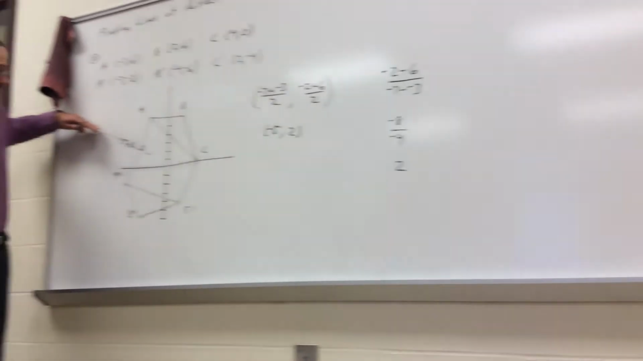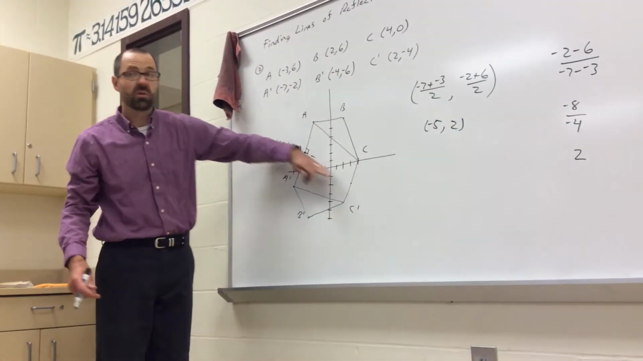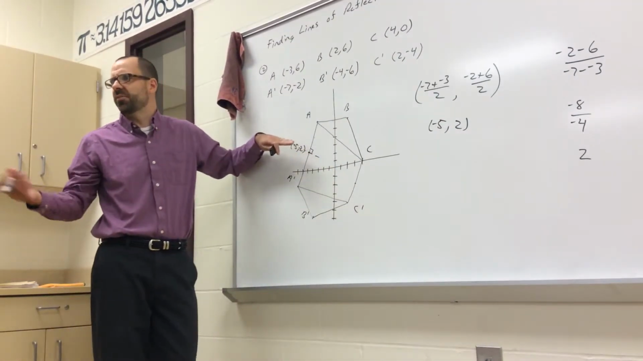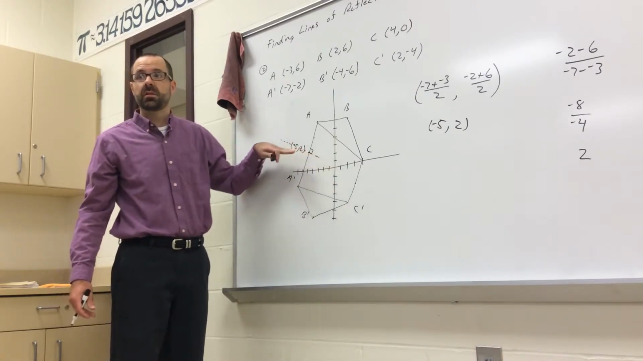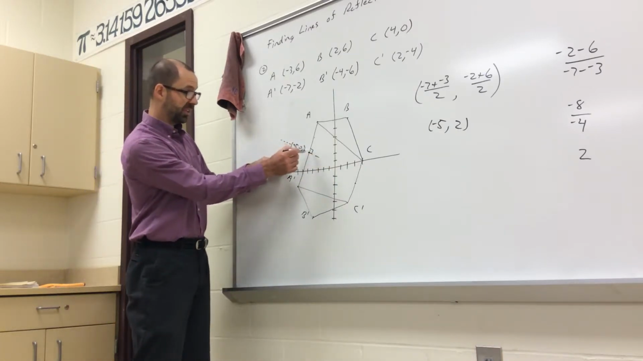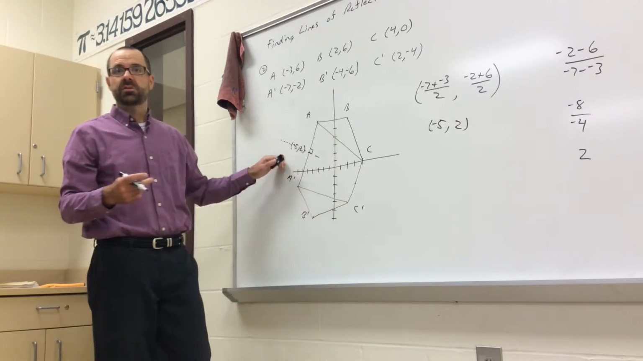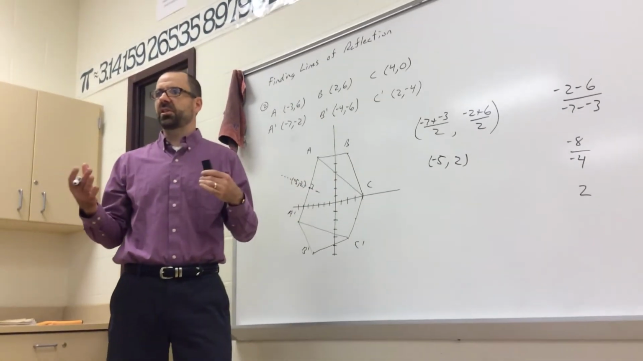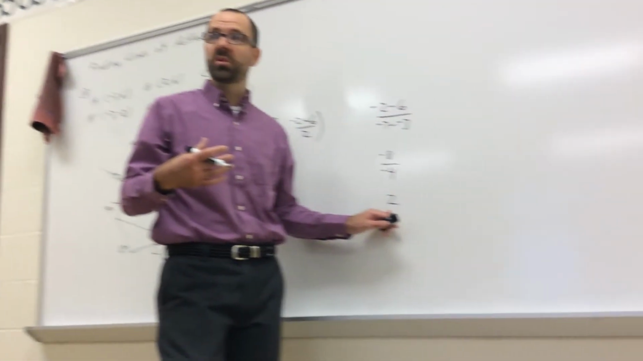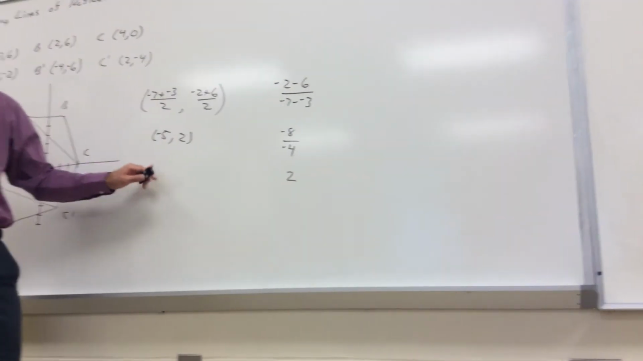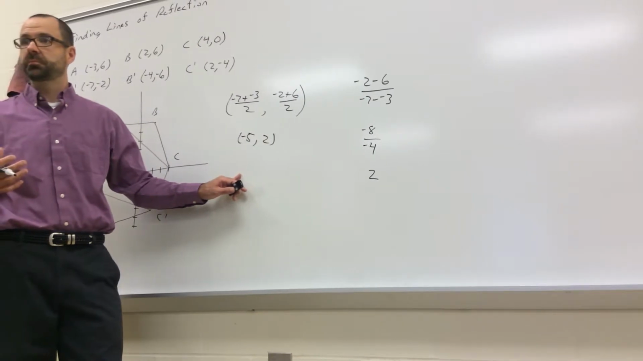So how am I going to get the slope for the reflection line? I'm trying to find the reflection line, so I need the slope of that. And I know that it's perpendicular. So what do we know about perpendicular lines and how their slopes compare? Like if this is the original slope, what's the perpendicular slope going to be?